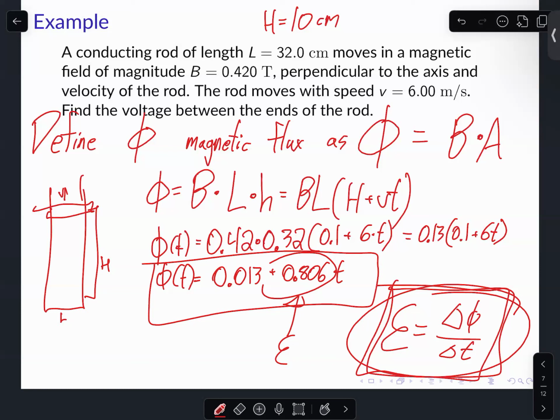We started with one new formula, BLV. Voltage is BLV. Yeah, this is an alternate way of writing voltage. Script E is voltage when you've got a voltage source.